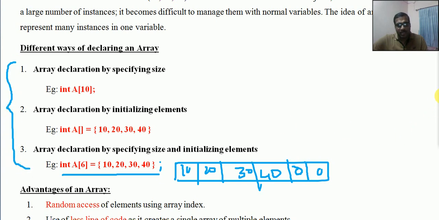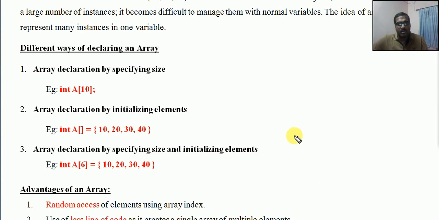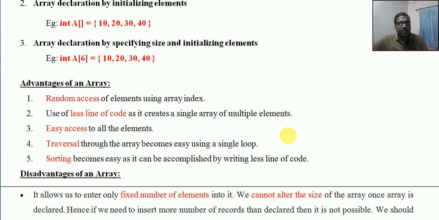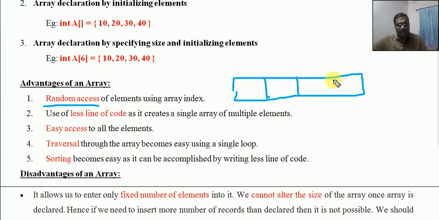Now let us see the other features of arrays. First, let us see the advantages of an array. What are the advantages of an array? The major advantage is that it can have random access to elements, which we have already seen. Any element can be accessed randomly. I have already mentioned that in the definition itself. From any location, from this location or this location, I can access the element randomly.